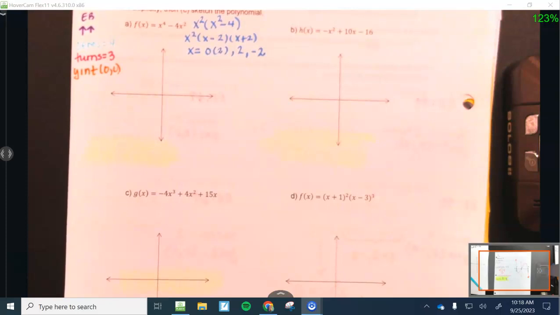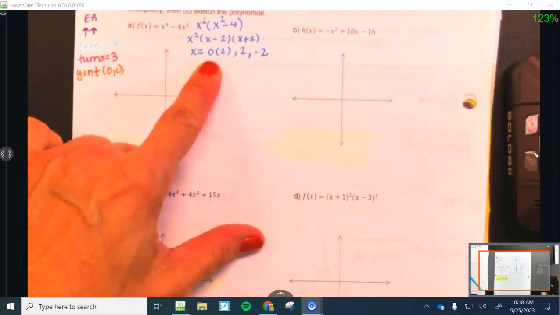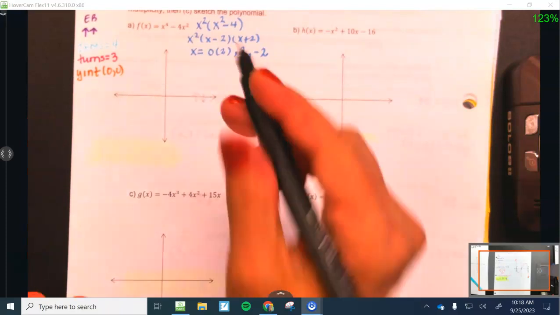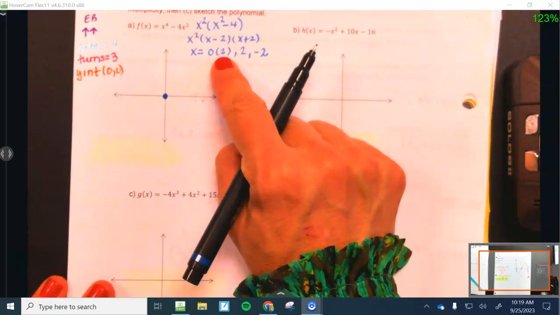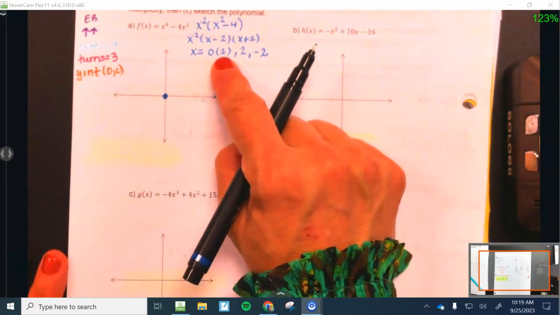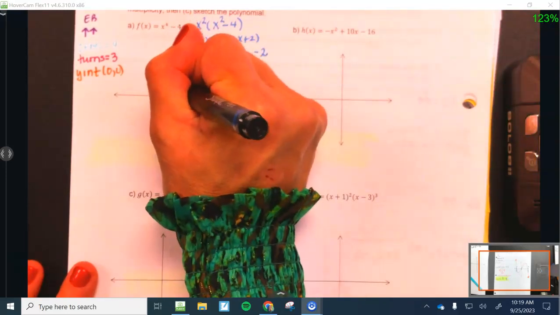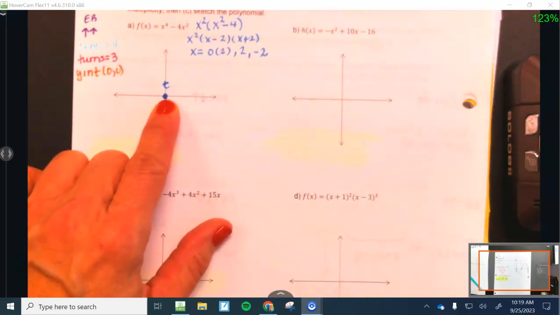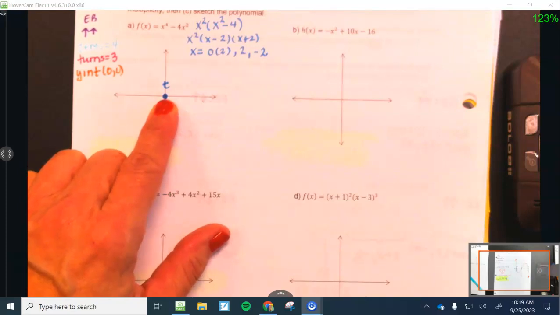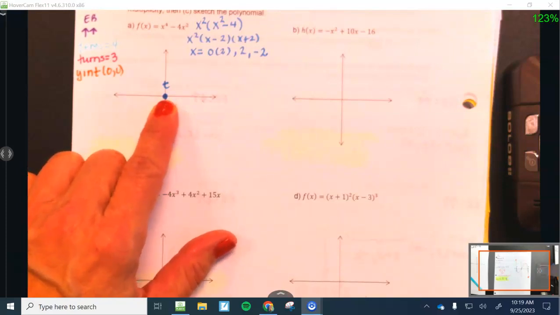Okay, let's start actually plotting this stuff. So we're going to go ahead and plot these x-intercepts. I know that it goes through the origin. It has a multiplicity of 2. I have to write a T if I want full credit. You have to write the multiplicity behavior on the graph.